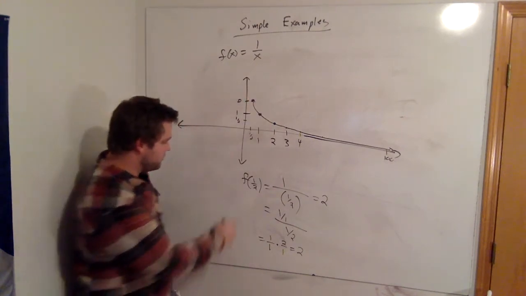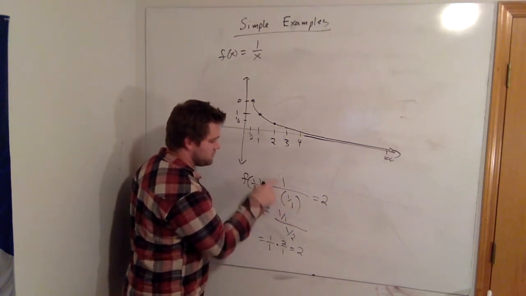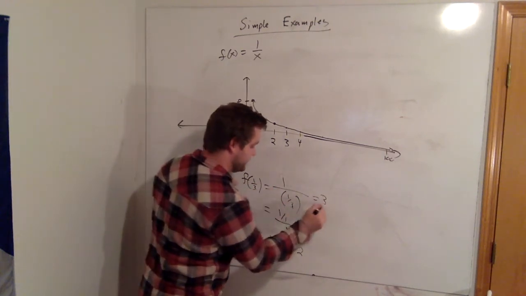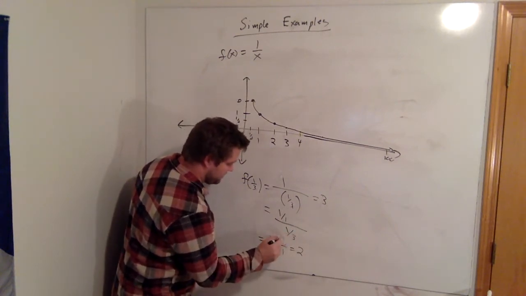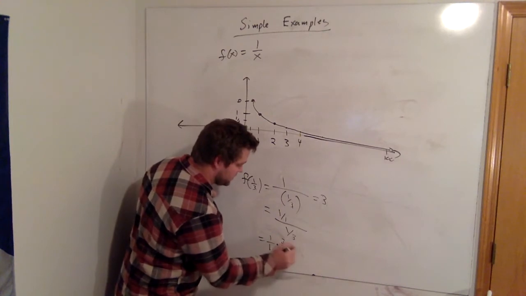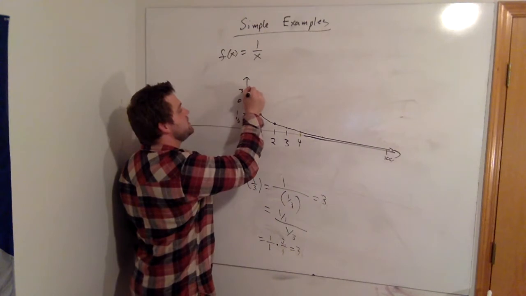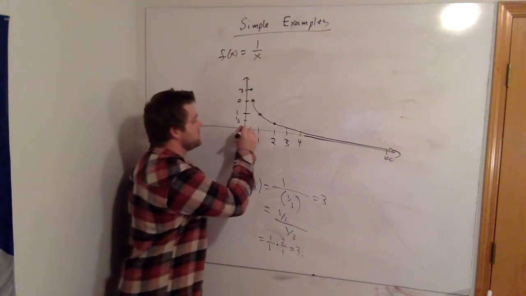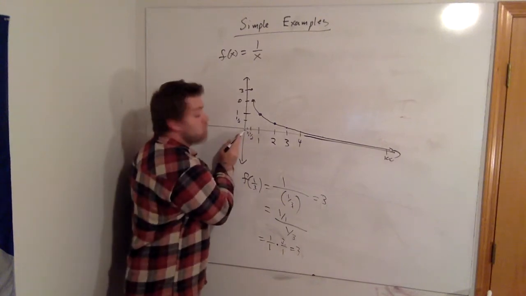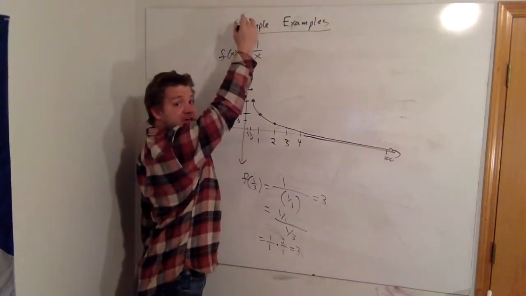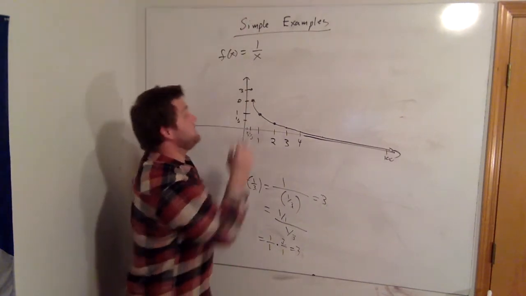If I plugged in a third, how many times does a third go into a whole? I hope you believe 3 times. Or similarly, you could think about it just by dividing fractions. So if I plug in a third, I get out 3. If I plug in 1/10, I'm gonna get out 10. If I plug in 1/100th, I'm gonna get out 100.